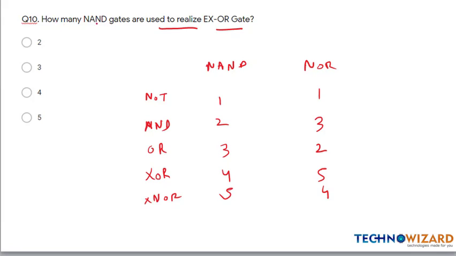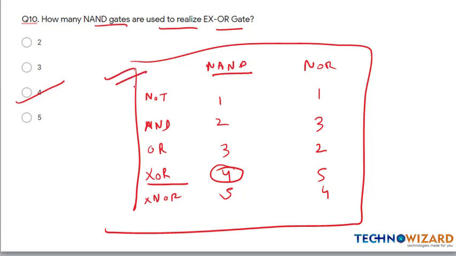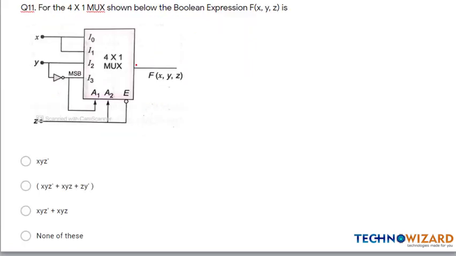Then what is the question? How many NAND gates are used to realize an XOR gate? NAND gate, XOR gate. Then 4 NAND gates will be used to realize an XOR gate. Then option C is the correct answer. Therefore, for this type of question, please remember this table. Okay. Next question.